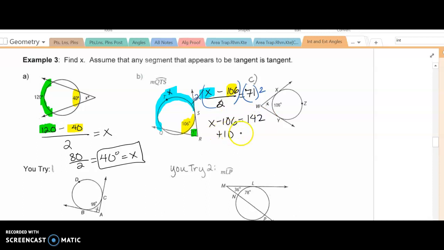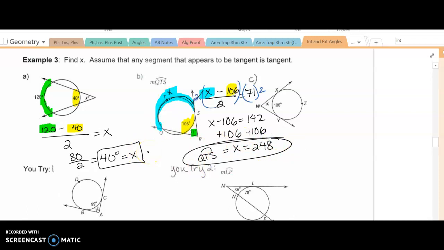Then you're going to add 106 to both sides. And so x is going to be 248. And that's it. That's your answer. That arc Q to the T to the S was 248.